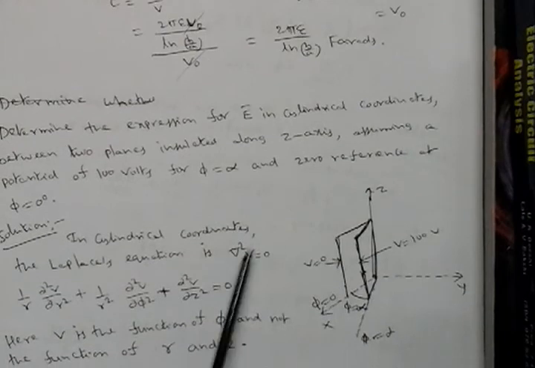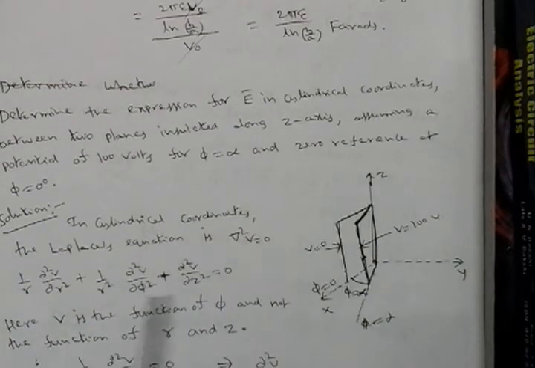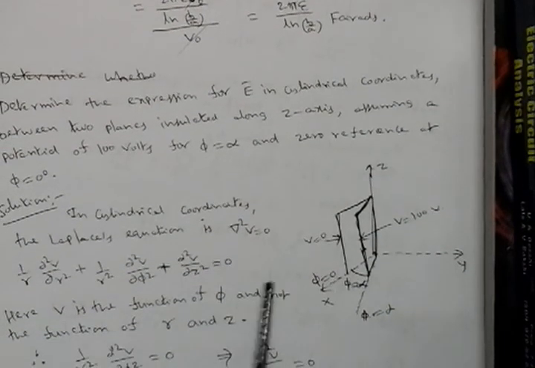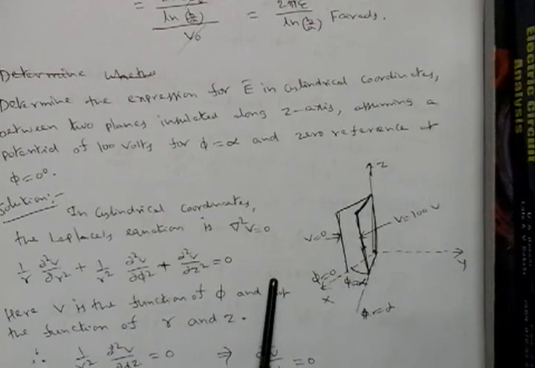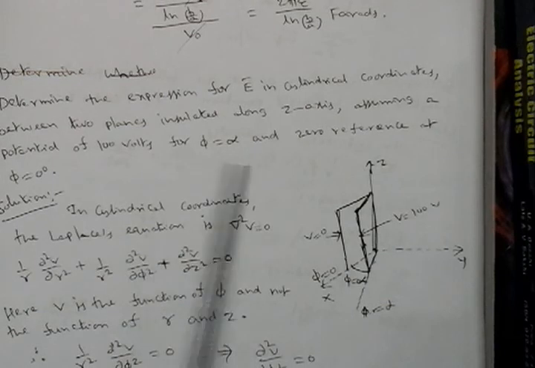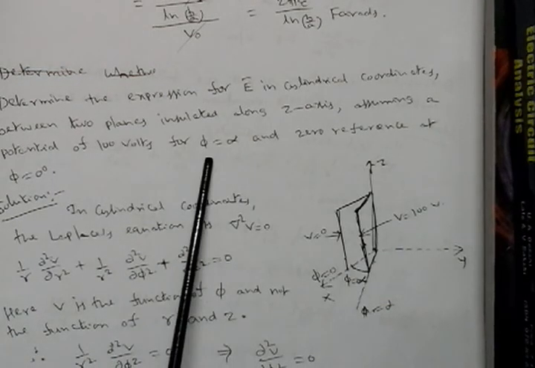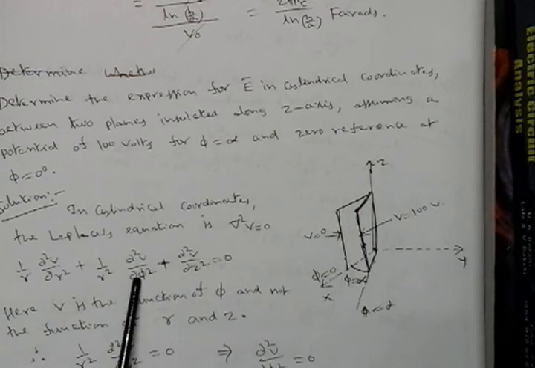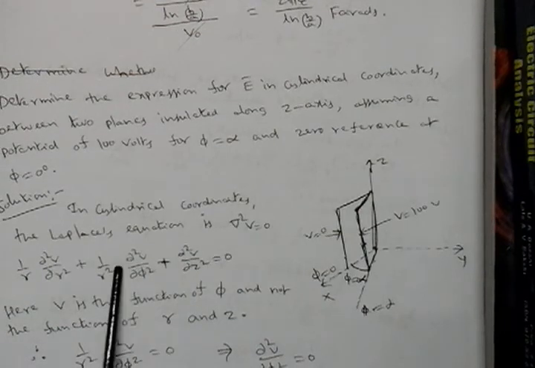So in this case, they have mentioned cylindrical coordinates. You write down the cylindrical coordinate formula, del square V is equal to 0. Now, which terms are neglected? That negligence is based on the given data. What is the given data? The potential is varying with respect to what? Phi only. That means phi term only is considered. The remaining terms are neglected.